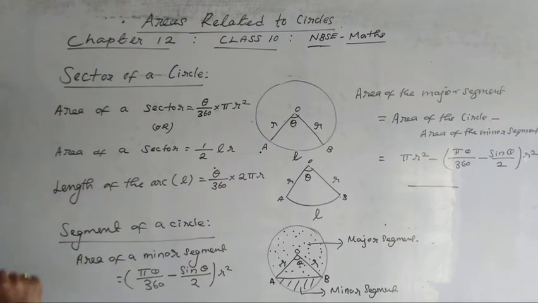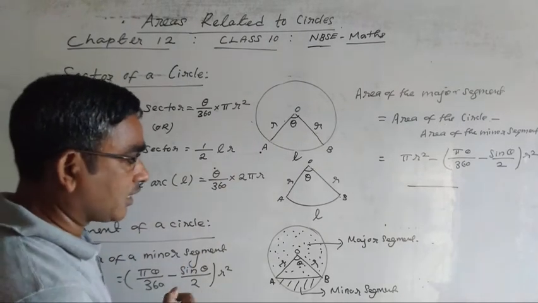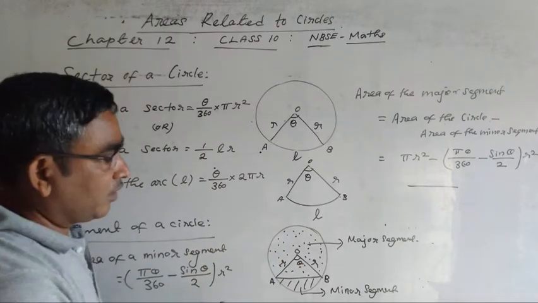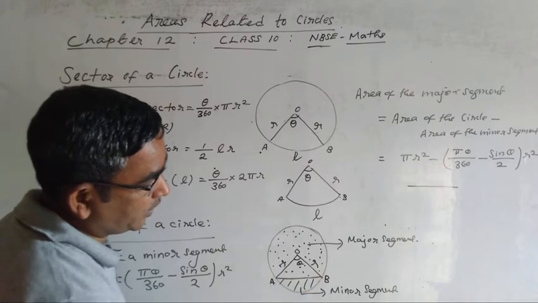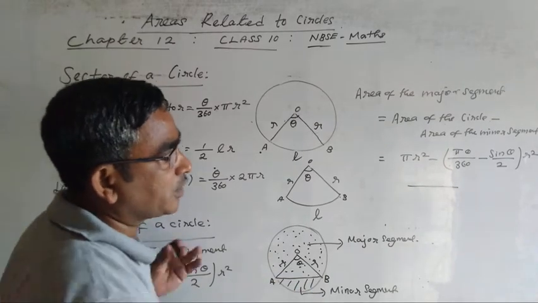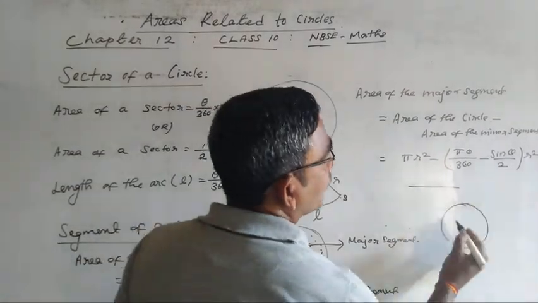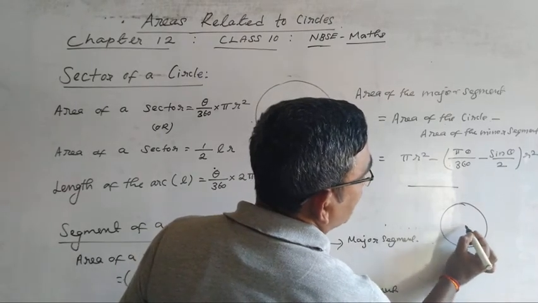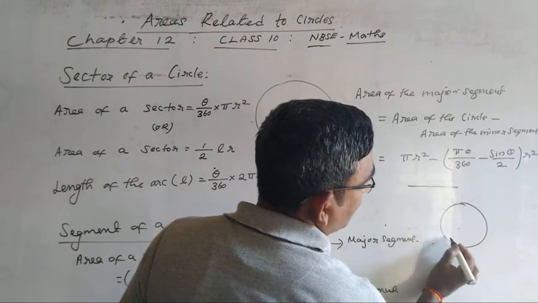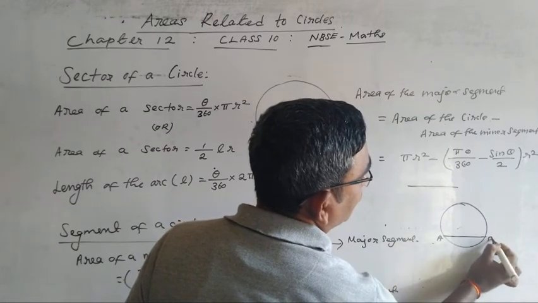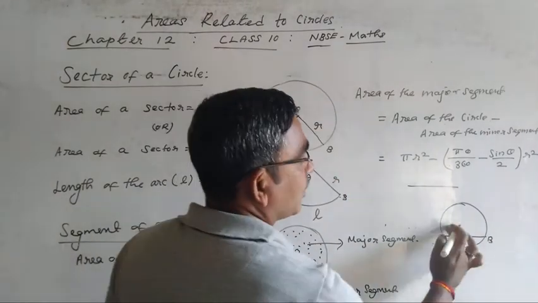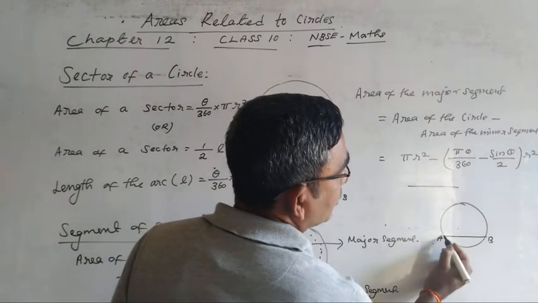Now segment of a circle. Segment of a circle means, in a circle, AB is a chord. A chord divides a circle into two segments. A line passing through the center is called a diameter. A line whose end points are on the circle is called a chord. So a diameter is also one of the chords. Okay, AB is called a chord.